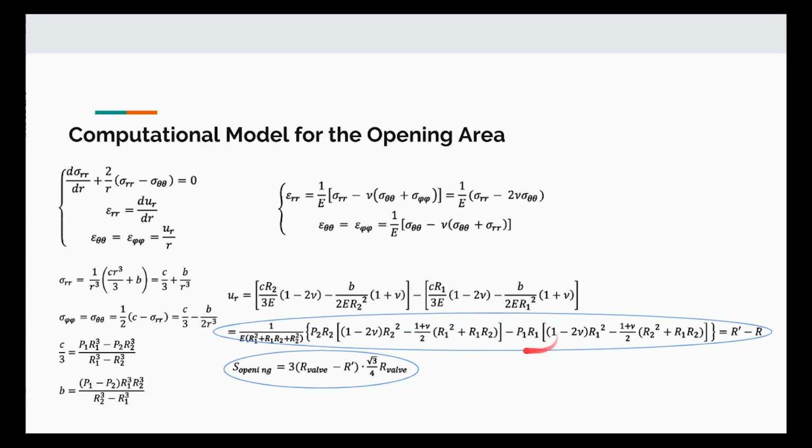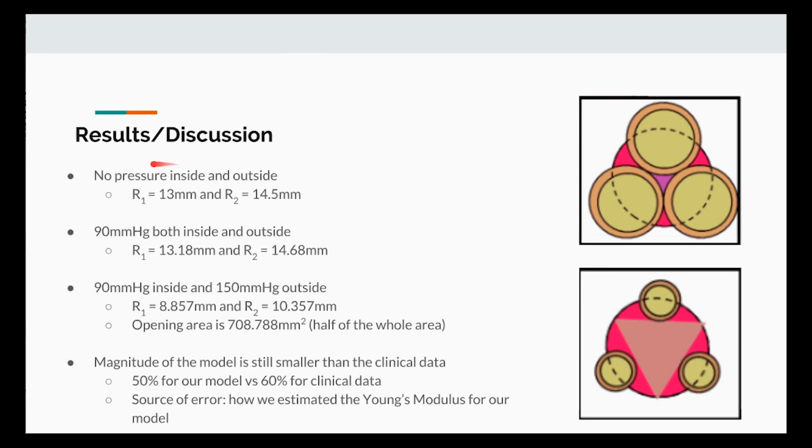By using the geometry from the good old days, we finally find the size of the opening area of the valve. Under the assumption of no pressure inside and outside of the sphere, we found the inner radius to be 13 mm and the outer radius to be 14.5 mm. At a pressure of 90 mmHg, the inner radius was 13.18 and the outer radius was 14.68. When we assume the outside pressure to be 150 and the inside pressure to be 90, the inner radius was 8.857 and the outer radius was 10.357.